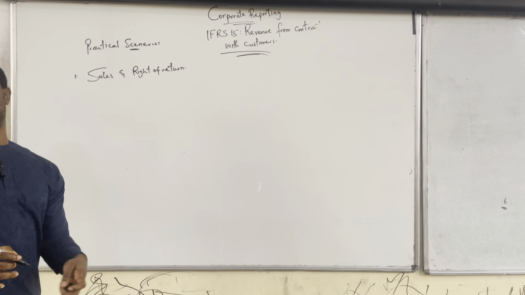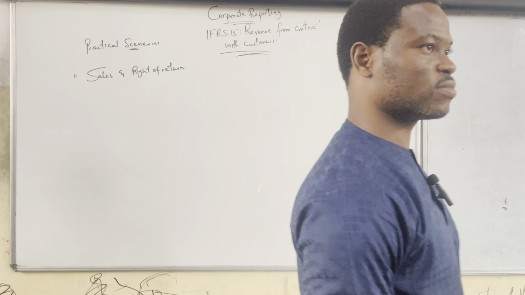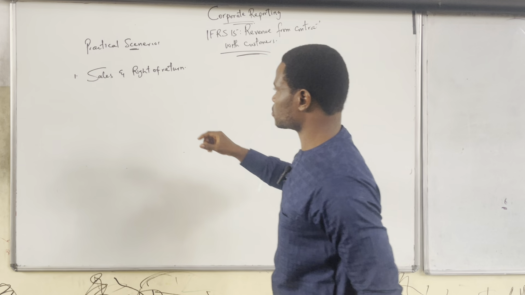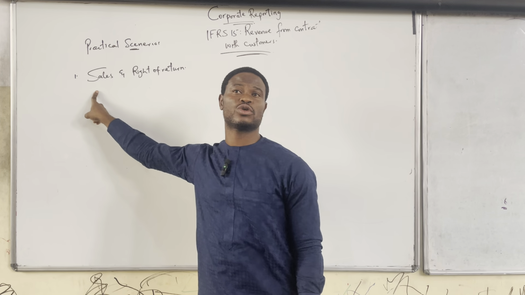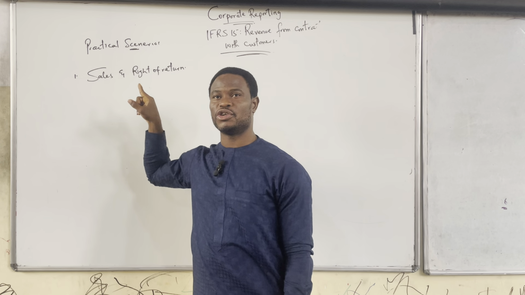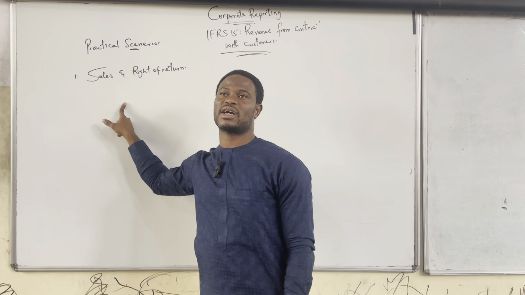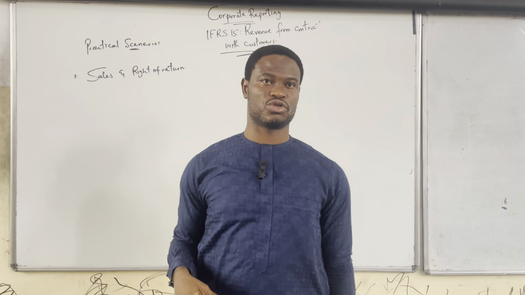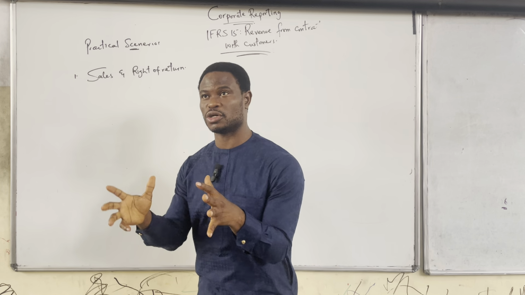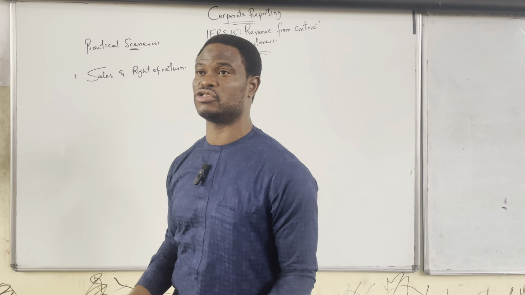So they can give us a scenario like this in the exam. Sales and right of return. And what do we mean by sales and right of return? It means that you sold goods to a customer, but in the agreement somewhere, you have given the customer a right to return. So the customer can actually return the goods to you. So in that case, how do you recognize revenue, or how much do you recognize?